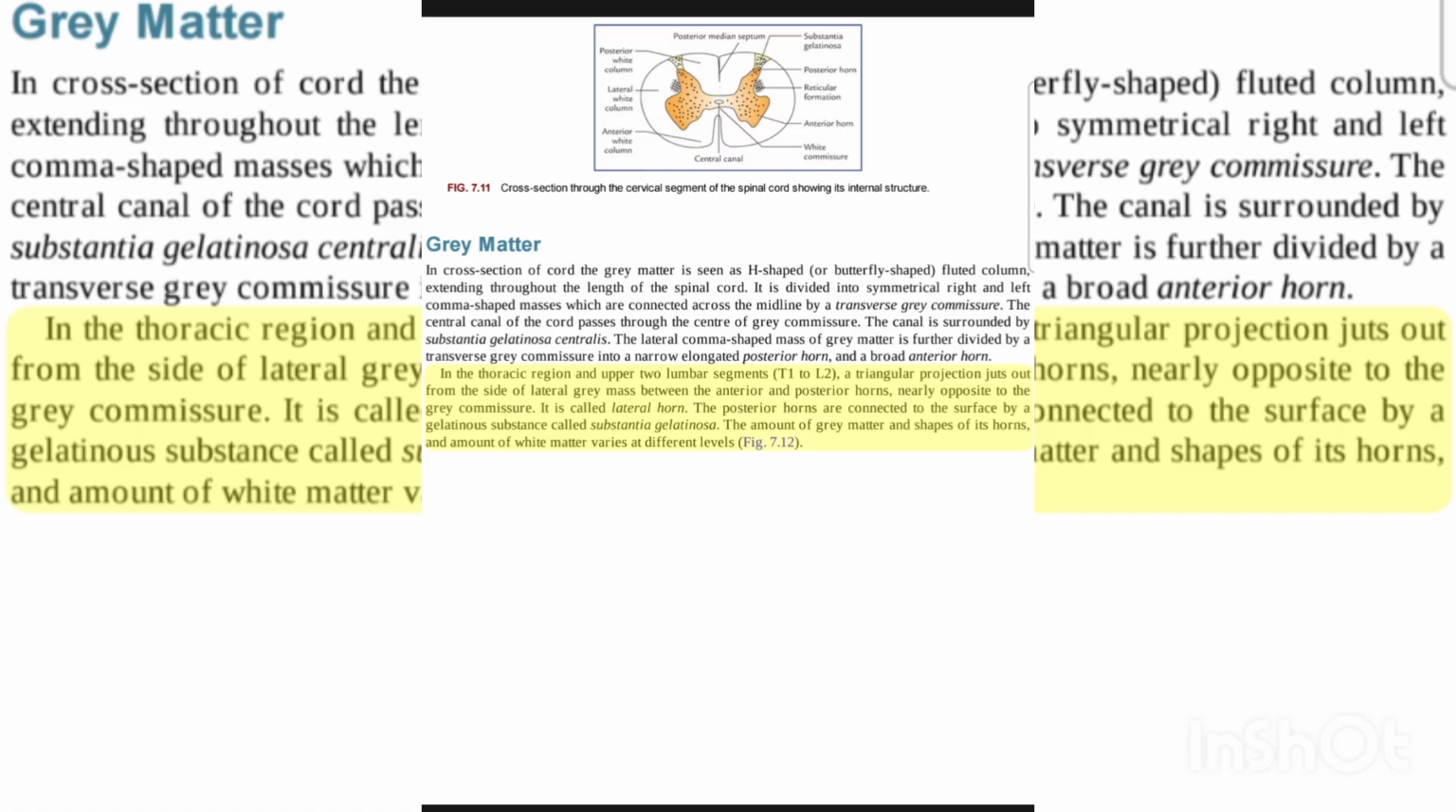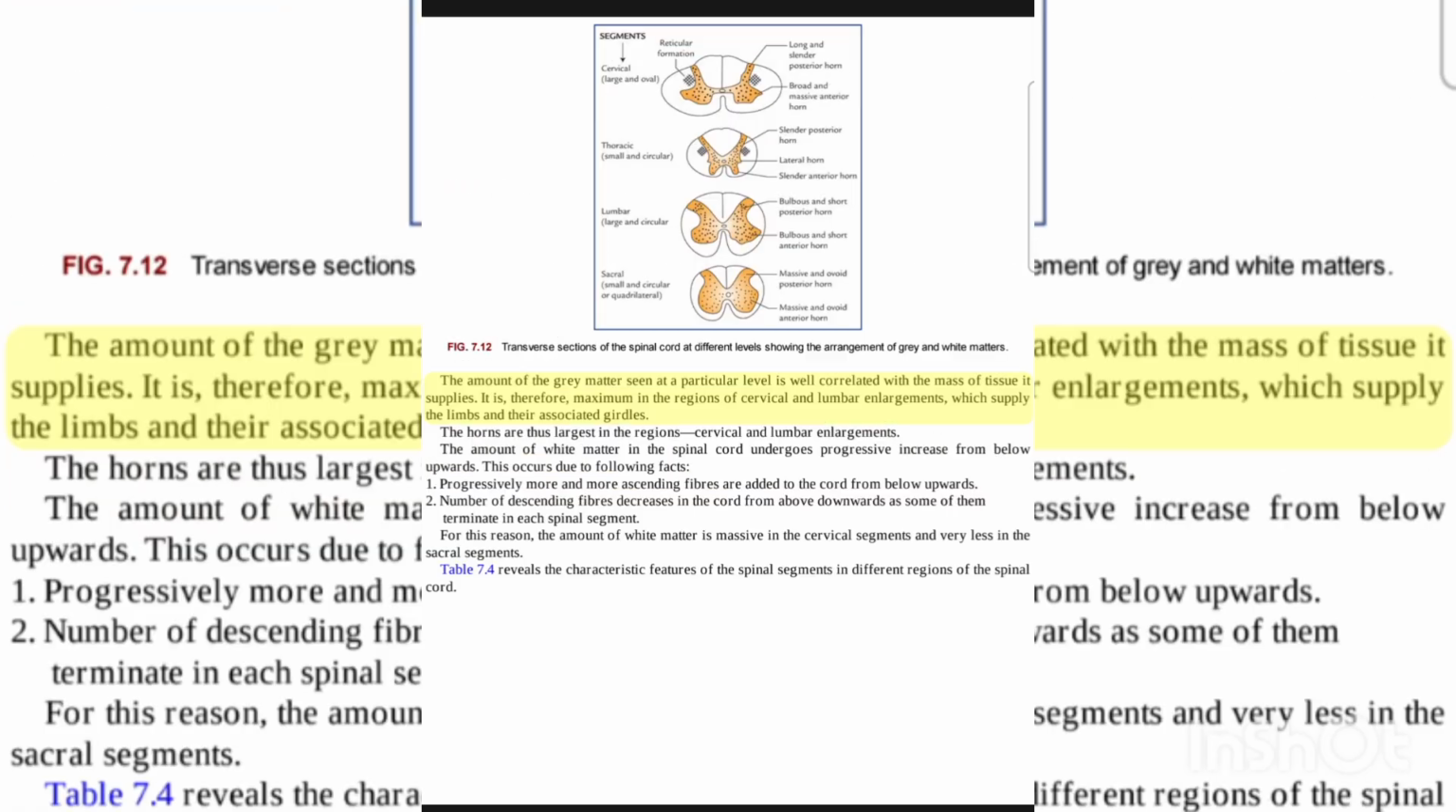The posterior horns are connected to the surface by a gelatinous substance called substantia gelatinosa. The amount of gray matter, the shapes of its horns, and the amount of white matter vary at different levels, Fig. 7.12. The amount of gray matter seen at a particular level is well correlated with the mass of tissue it supplies. It is, therefore, maximum in the regions of cervical and lumbar enlargements, which supply the limbs and their associated girdles. The horns are thus largest in the regions of cervical and lumbar enlargements.